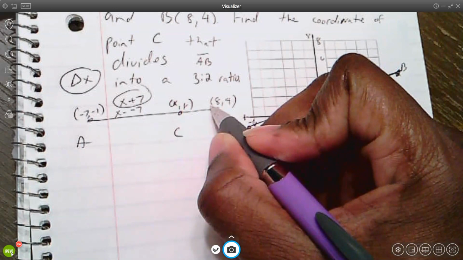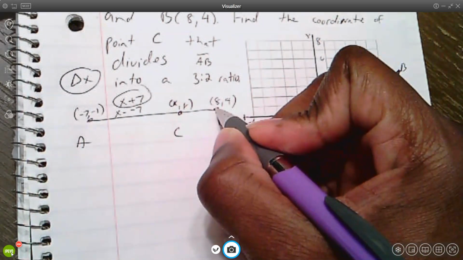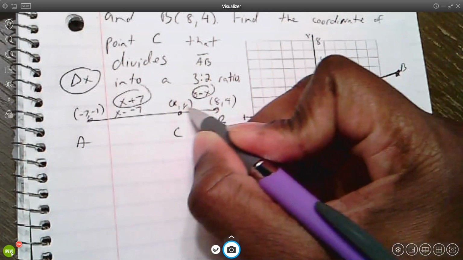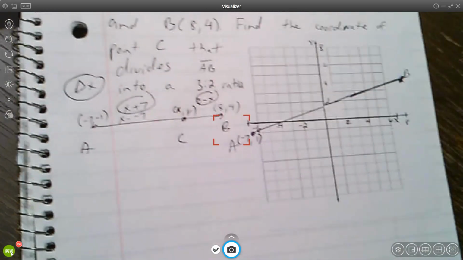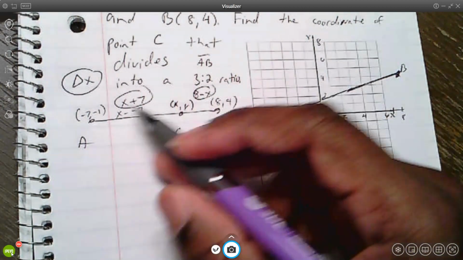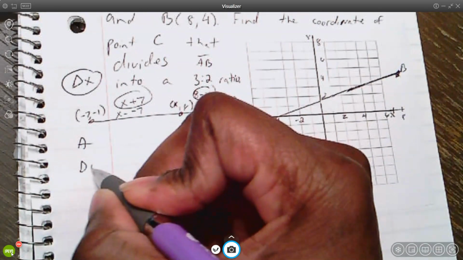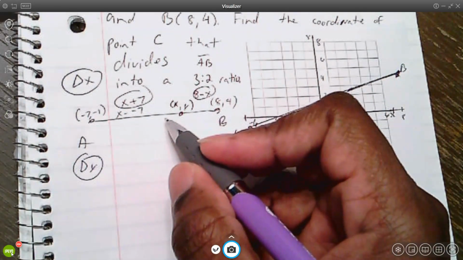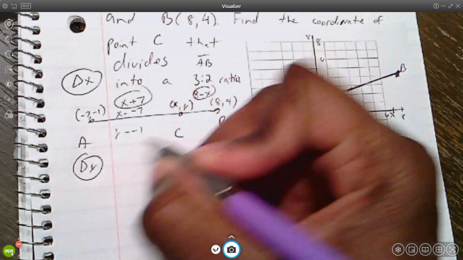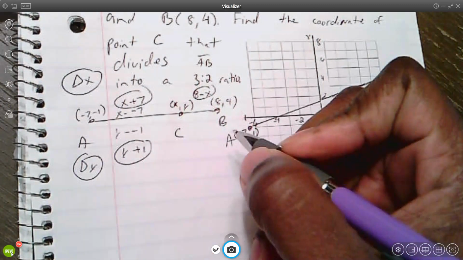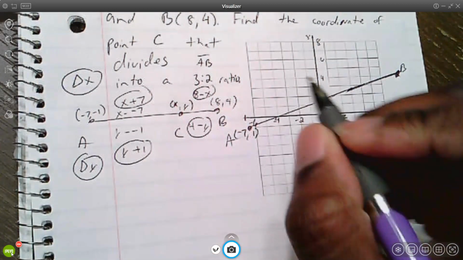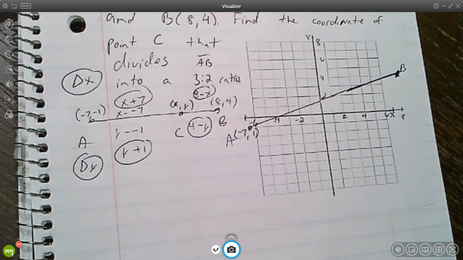Now I want the change in x here, so I'm going to start on the right and subtract back. This length will be 8 take away x. The x coordinate here is 8, the x coordinate there is x. So it's 8 take away x. And that's the difference in x. We also need to know the change in y. I'm going to start here and subtract the y value. So it's y take away -1, which is y plus 1. And then it's 4 take away y. So that's the change in x and the change in y for both parts.